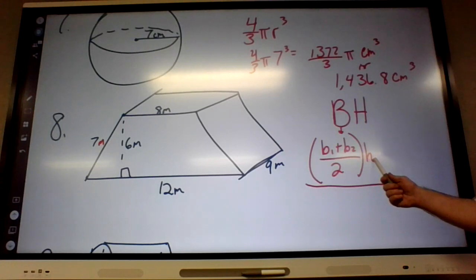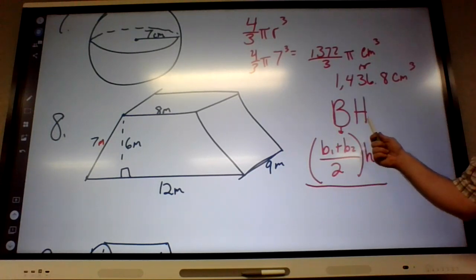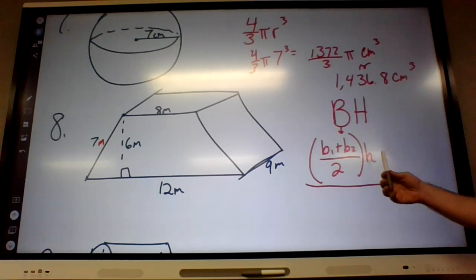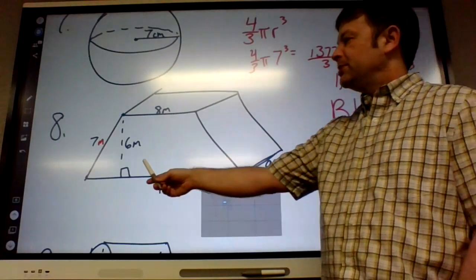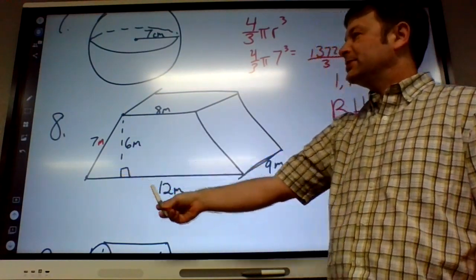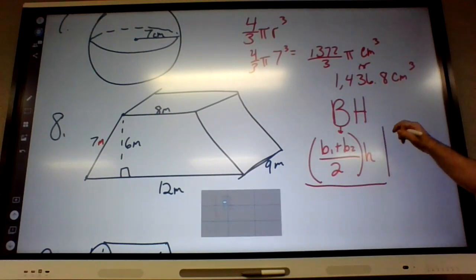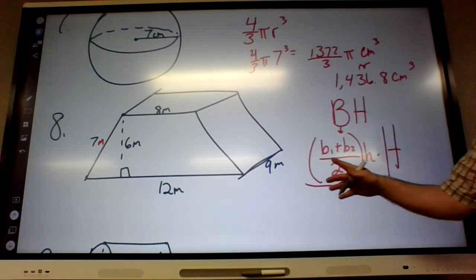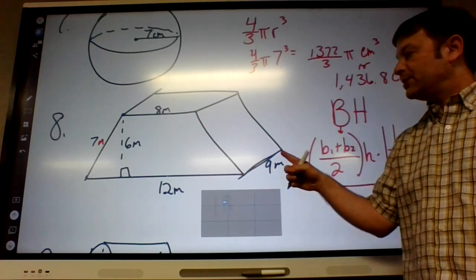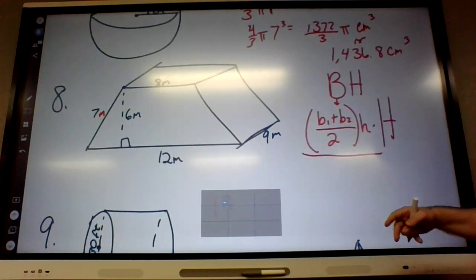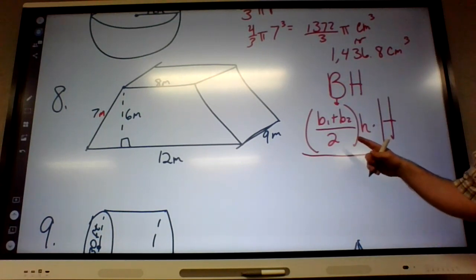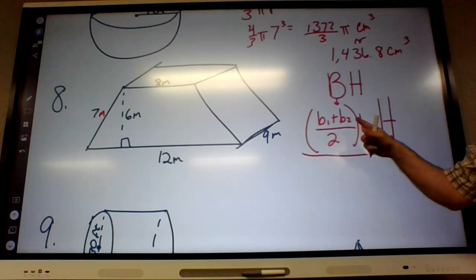So what's the difference between this little h and the big H? The big H is the height of the prism, the little h is the height for the base, the 2D shape, which would be 6. What would the height of the prism be? 9. Where's our big H? I just said it. Well, there's like 2 H's. Yeah, I just talked about it.